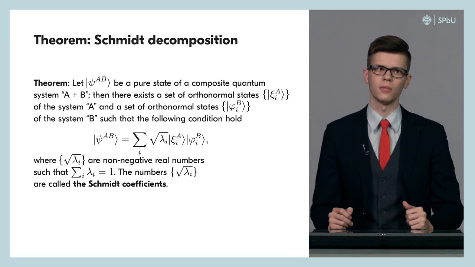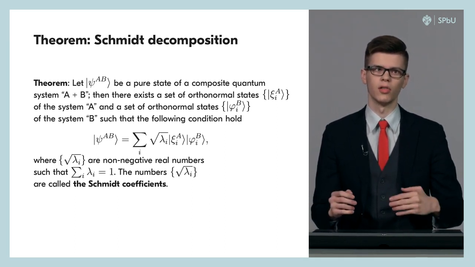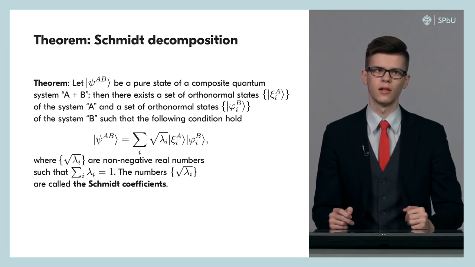Any term in this sum has a non-negative real coefficient, i.e. the square root of lambda i is a non-negative real number. These coefficients are also called Schmidt coefficients and obey the following condition: the sum over all lambda i is unity. Let us now prove this theorem.